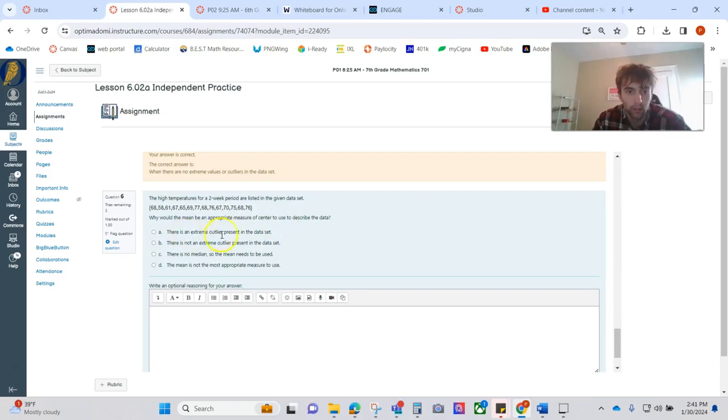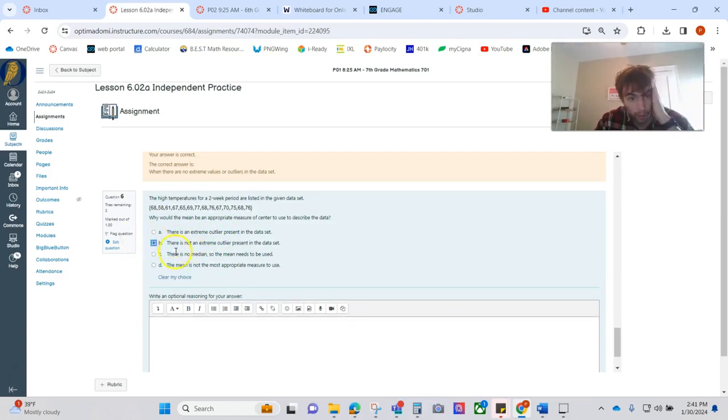There is an extreme outlier. Well, no. One, there's not an extreme outlier. Two, if there is an outlier, then we would use median. So not A. There is not an extreme outlier. So I'm going to click that button. I'm going to keep reading.